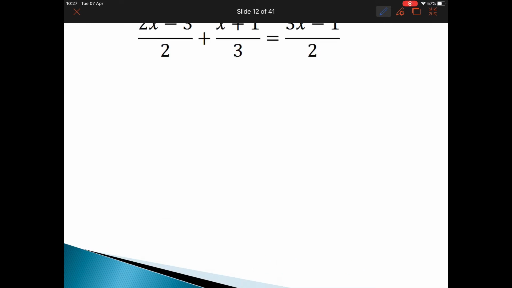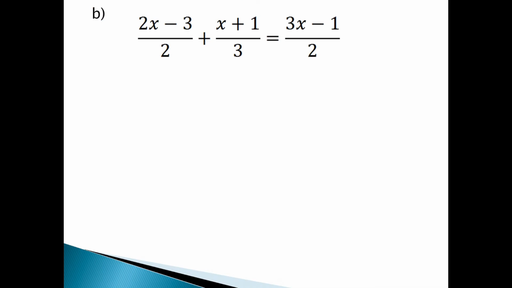Now moving on, we're going to be looking at a bigger fraction. First step is we need to find our LCD. So now we've got 2, 3, and 2. So we want to look for the lowest common denominator here.